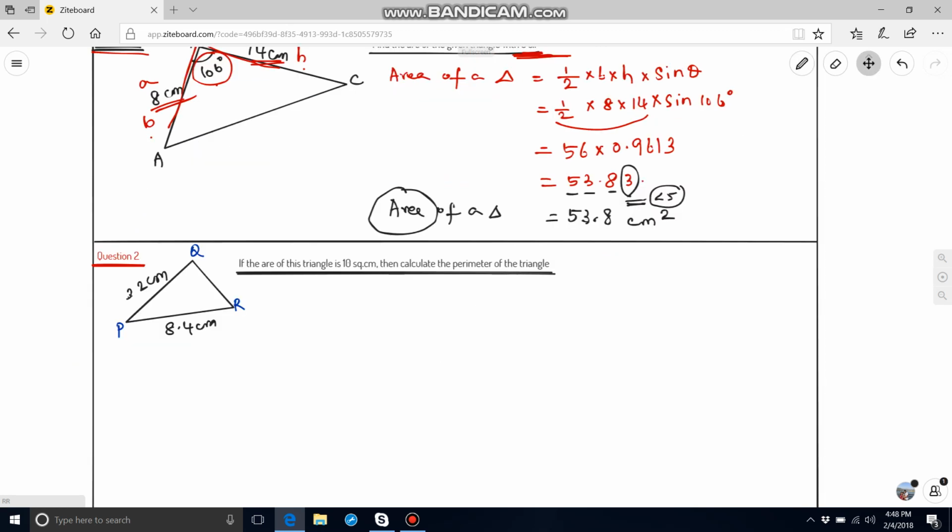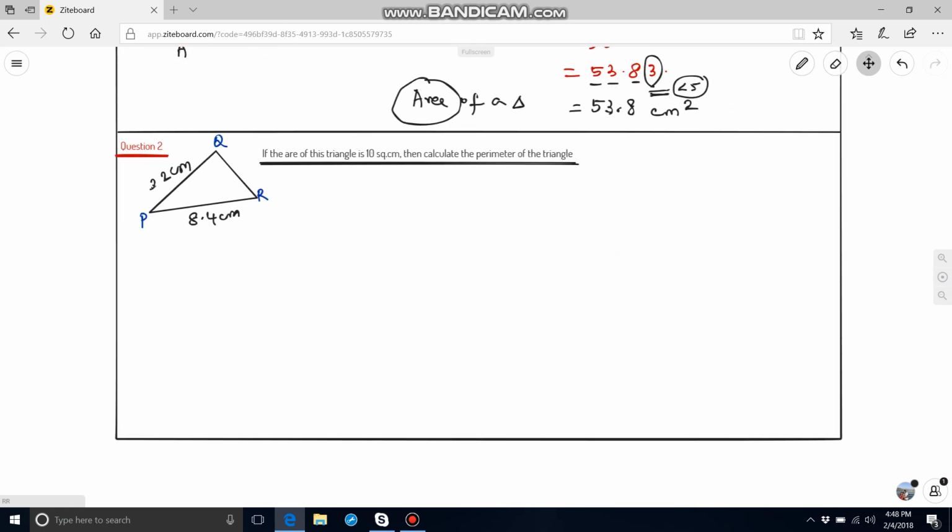Here in the second diagram, triangle PQR is given. We need to find the perimeter when the area is 10 square centimeters. The meaning of perimeter is to add up all the sides. Here we have side 1 and side 2, and side 3 is missing. We need to find the third side, and moreover, it is a non-right angle triangle.